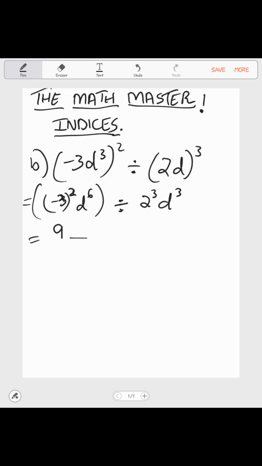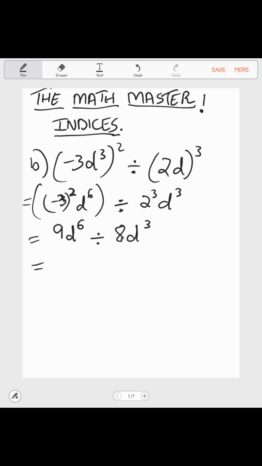So 9d to the power of 6 will be divided by 2 cubed. You know what it is? 2 into 2 into 2, because 2 twos are 4, and 4 into 2 is 8. It's very easy. You should not even write this, it's a piece of cake. 8 to the power of cube is your denominator.